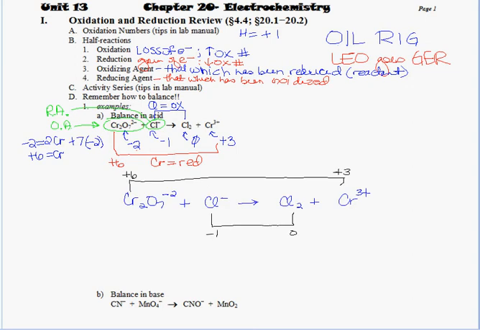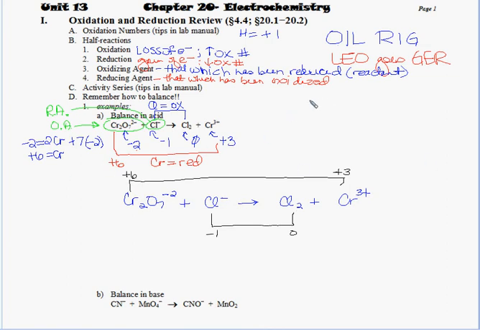Okay, so we've rewritten this reaction, clearly showing that the chromium in dichromate is positive 6, and the chromium in chromium 3 is positive 3. That's our reduction. The chloride is negative 1, chlorine is 0. That's our oxidation.